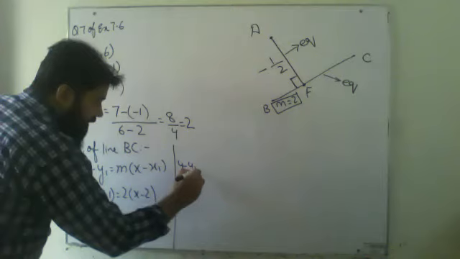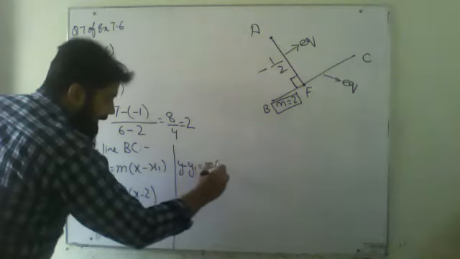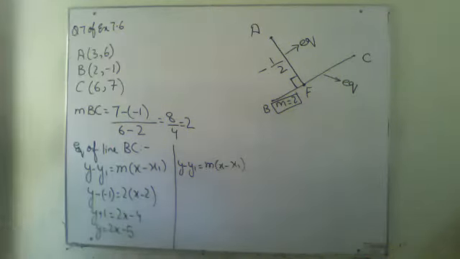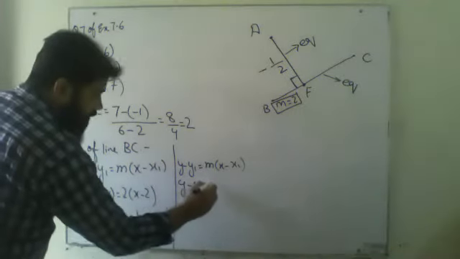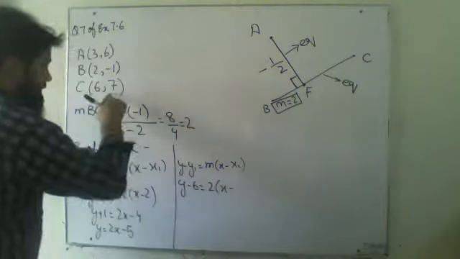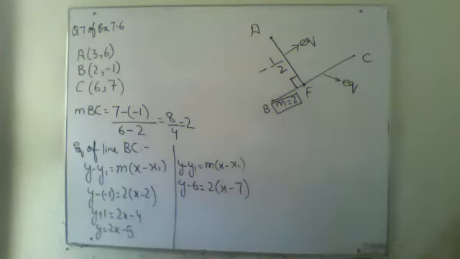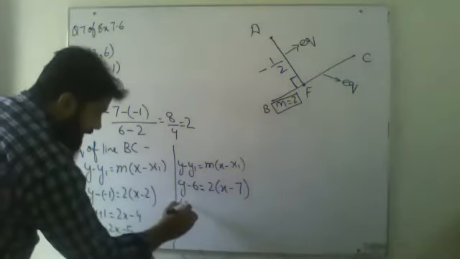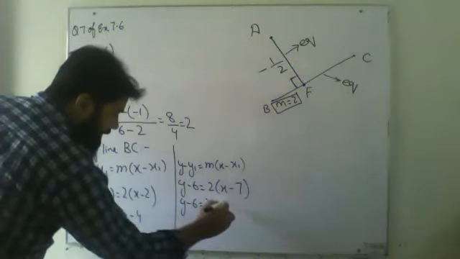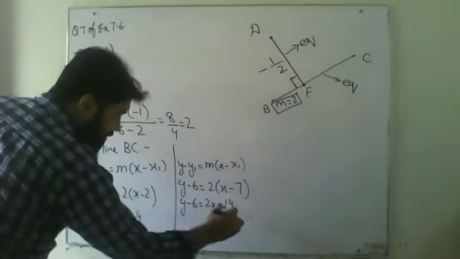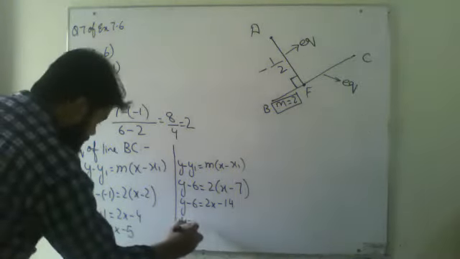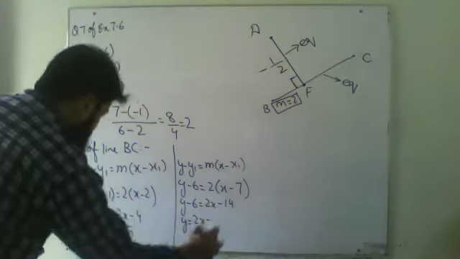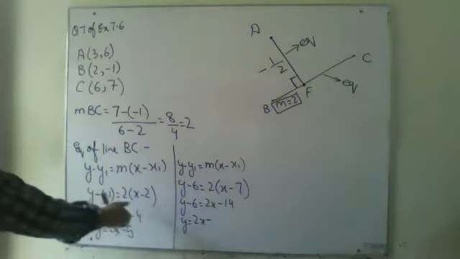y minus y1 equals m times x minus x1. Okay, y minus 6 equals 2 times x minus 7. Simplifying it, y minus 6 equals 2x minus 14, right? And y equals 2x, 2 to the 4.